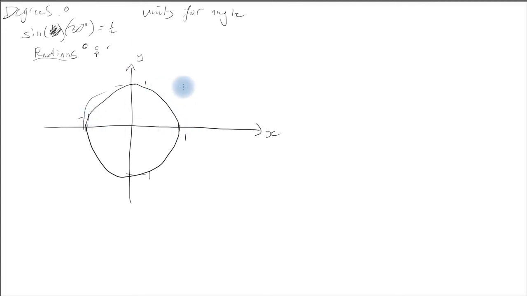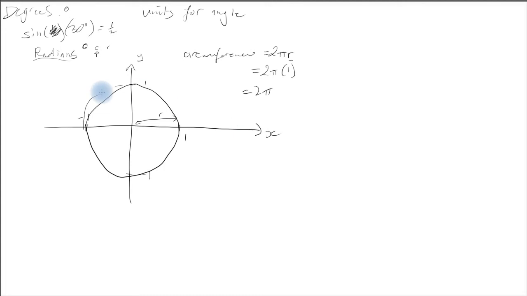What if I want to calculate the circumference of this thing? Well, the circumference is equal to 2 pi times the radius. Now for us, our radius is 1. So for us, the distance around this circle is 2 pi times 1, which is 2 pi.